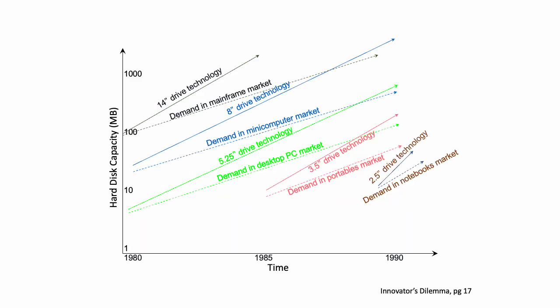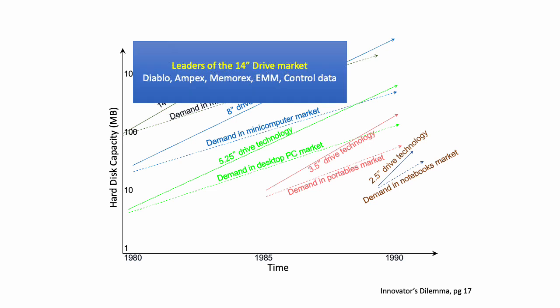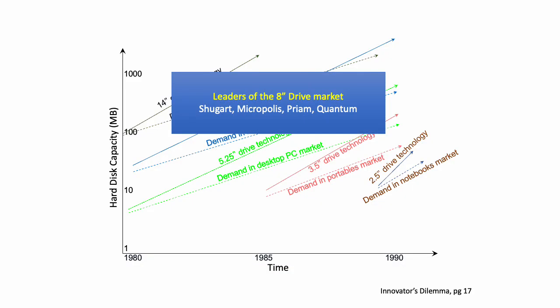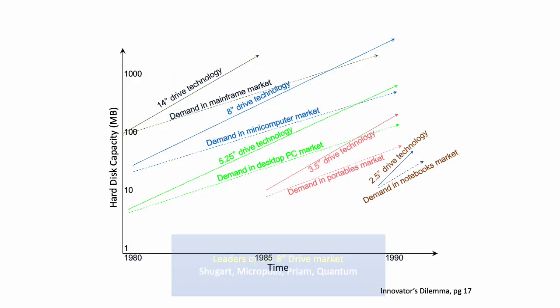Now, what Christensen shows you here are a number of different technologies in the disk drive industry and how it has been disrupted repeatedly. So here you go all the way back to the beginning, and you had a 14-inch drive in the mainframe market. Everybody who was in that market, right? So the leaders of the 14-inch drive are these guys, right? Well, they didn't see the 8-inch drive from the minicomputer market coming along. Here comes that one. There's a different set of leaders. The names all changed. These guys didn't see the 5 1/4 drive technology coming along.